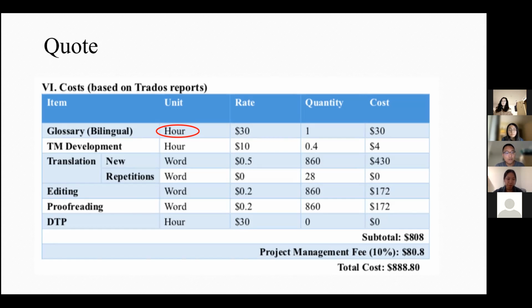In our quotes, repetitions in the source text have not been charged. It's important to let your client know how much you saved for them. This is definitely a great marketing strategy.